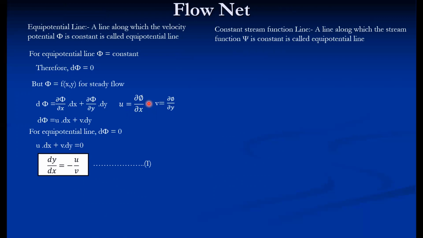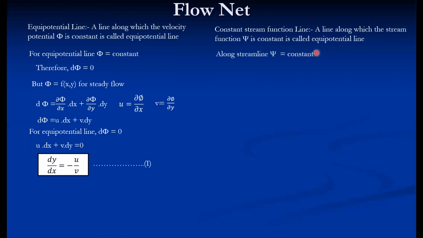Similarly, we do the same exercise for the constant stream function line, or along a streamline. Along a streamline, the stream function is constant. So it is a line along which the stream function is constant. This particular line is called, sorry, this is a printing mistake. It is not called an equipotential line. It is called a streamline.